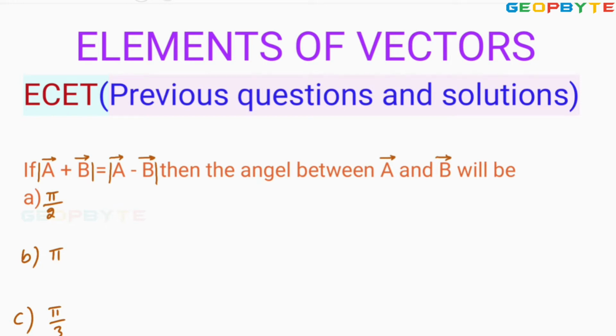In this video, let us discuss the solutions for the previous questions which were asked in the ESET for the topic elements of vectors. Dear friends, the very first topic of the physics is units and dimensions. From that topic, you can expect 2 marks. And the second topic is elements of vector. From this topic also you can expect 2 marks.